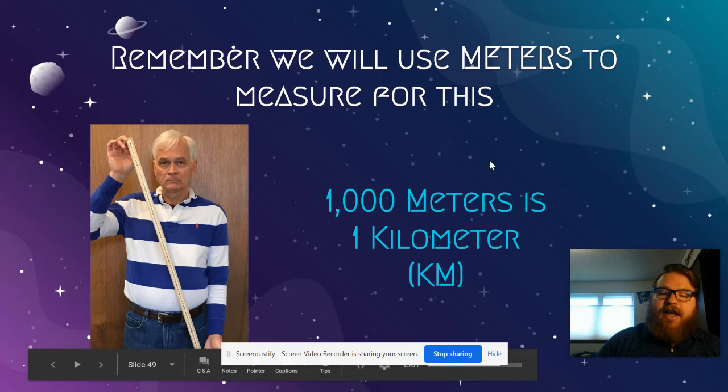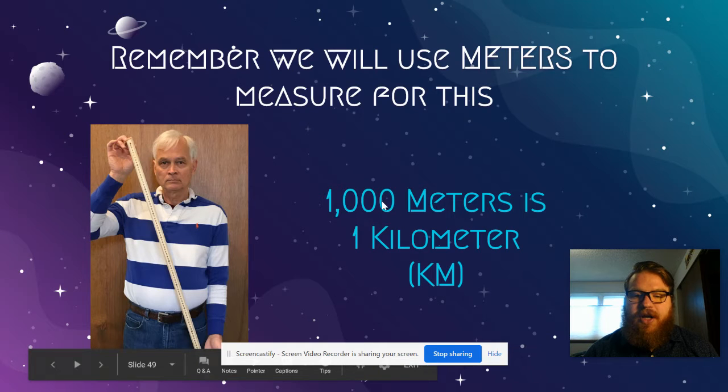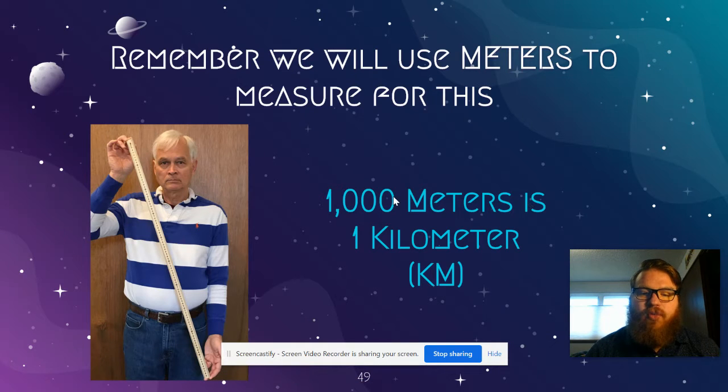Also keep in mind that when we are talking about very far distances, we start using kilometers, and a kilometer is 1,000 meters. In fact, if you see kilometer, kilo means 1,000. So if you have 5 kilometers, times that by 1,000, you have 5,000 meters. And in space science, we even start using bigger distances than kilometers. We start getting into astronomical units. But that's another story for another lesson.